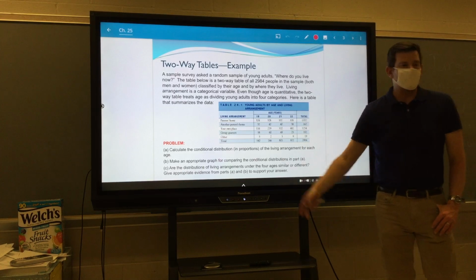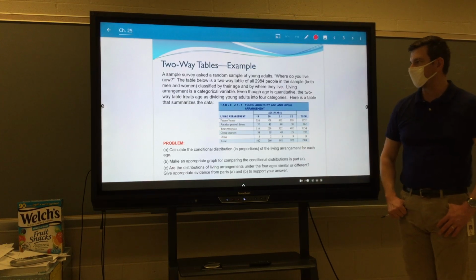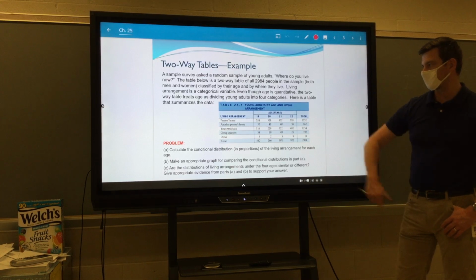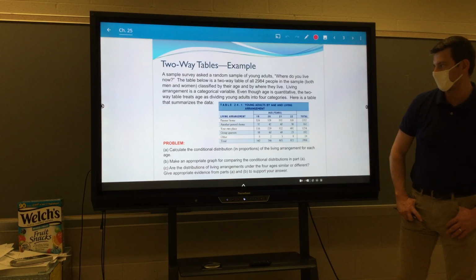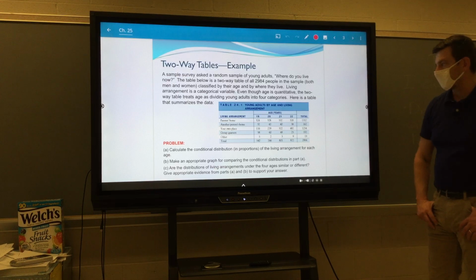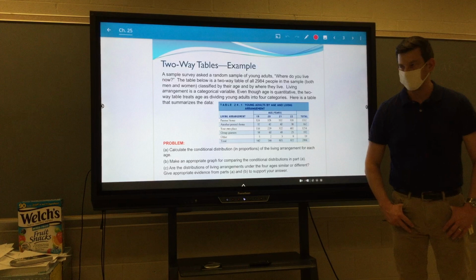We're going to use this example problem for all of our procedures today. It's a sample survey that asked a random sample of young adults, where do you live now? And we have this table that summarizes the results from our sample of almost 3,000 people, 2,984. Both men and women are grouped in here, and they were classified by their age and by where they live.